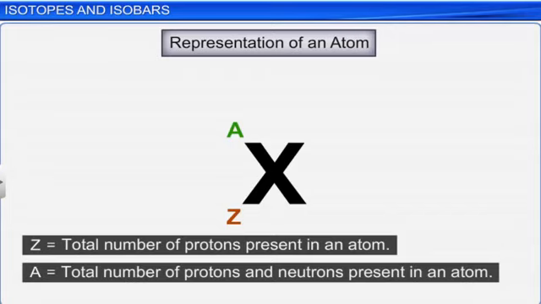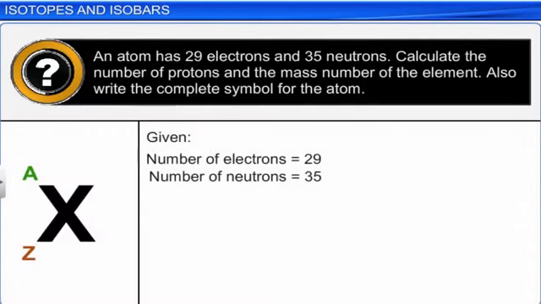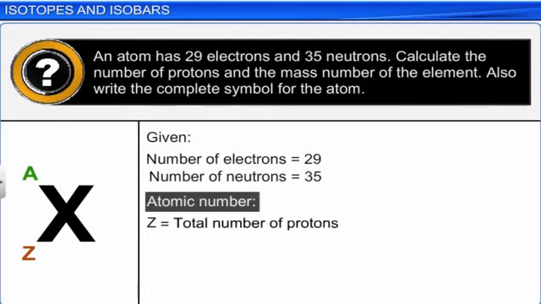Let us work on a simple problem before proceeding further. An atom has 29 electrons and 35 neutrons. Calculate the number of protons and the mass number of the element. Also write the complete symbol for the atom. Since atomic number Z is equal to the number of protons, which is also equal to the number of electrons in the atom, we can say that the number of protons is 29.